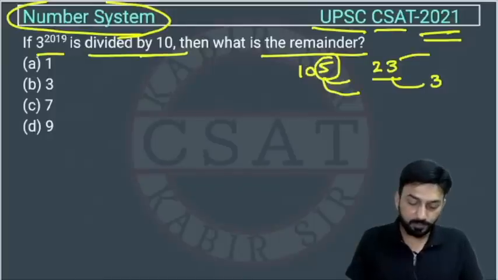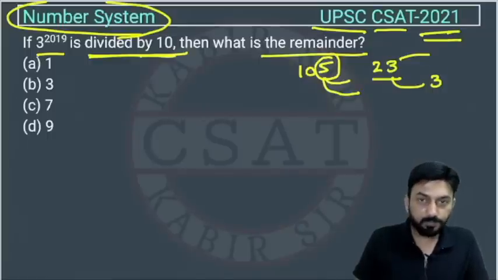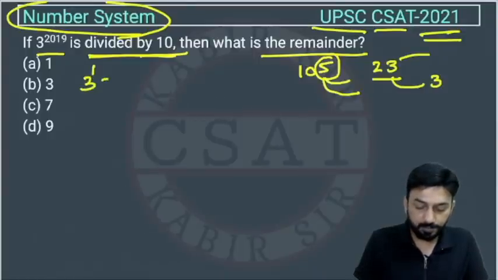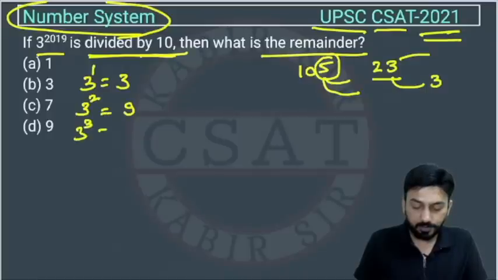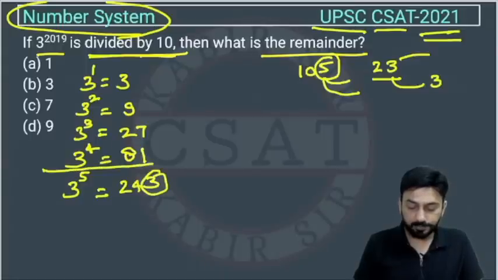तो यहाँ पे हमें इस क्वेश्चन में क्या फाइंड आउट करना है? यूनिट डिजिट. Right. ठीक है. So now यूनिट डिजिट हम कैसे फाइंड आउट करते हैं? If you remember cyclicity, that if we have 3 to the power 1, then it will be 3. 3 squared will be 9. 3 to the power 3 will be 27 and 3 to the power 4 will be 81. Right. Now 3 to the power 5 will be how much? 243.